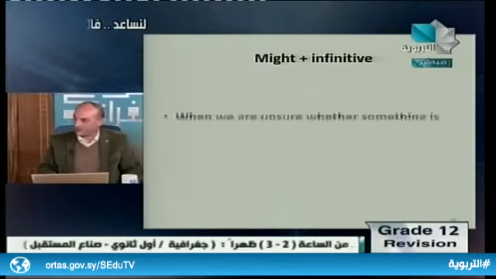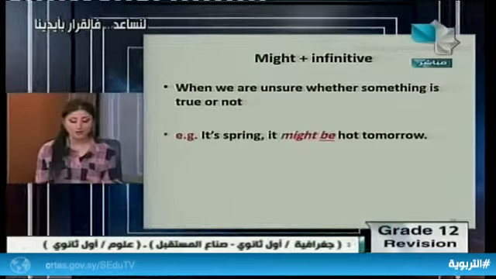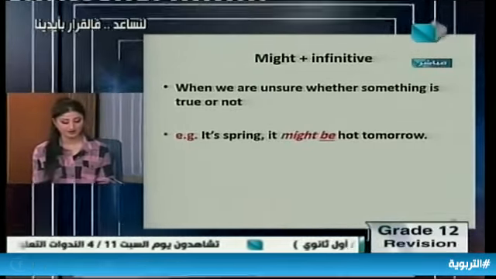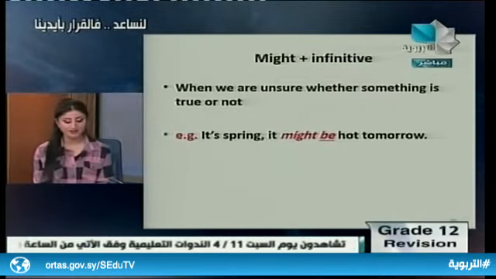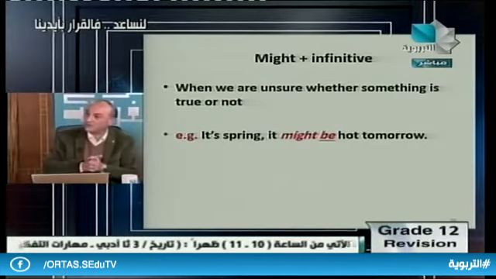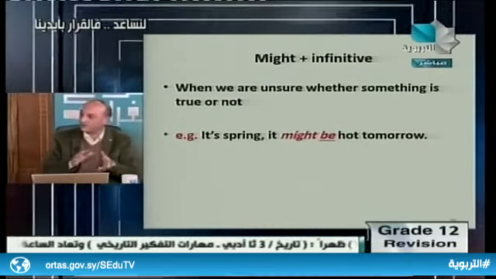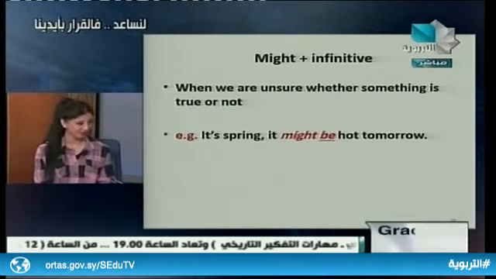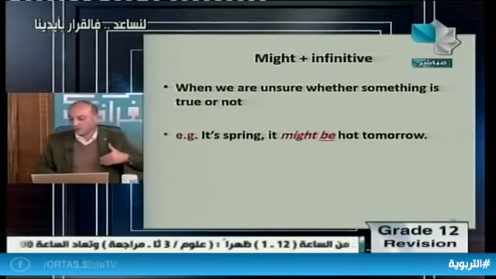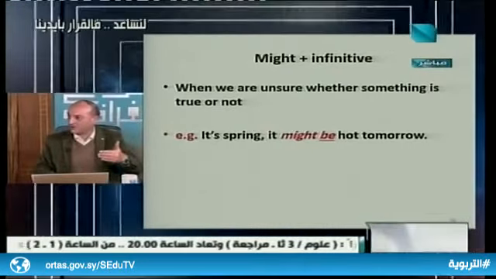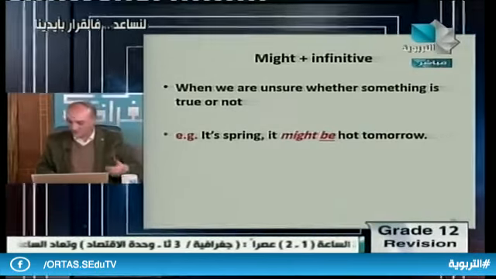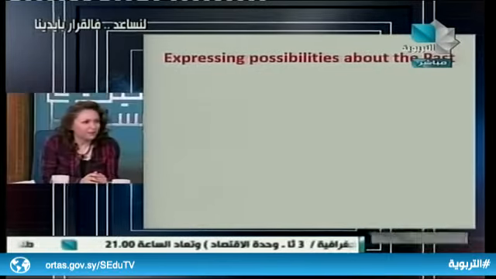What about might now? We use might when we are unsure whether something is true or not. Maybe yes, maybe no. Example: in spring, it might be hot tomorrow, and it might not. So here, when we use might, we are 50% sure, or not sure. It means that we are not 100% sure of something. It might happen or might not happen. So they are expressing possibilities about the present.